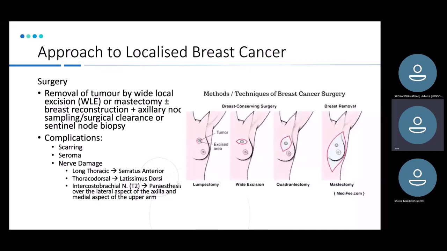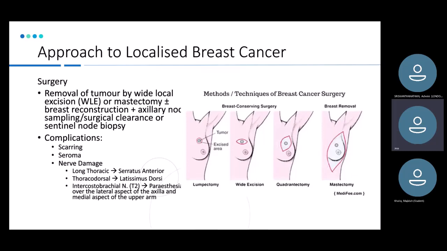In terms of how you manage breast cancer, it depends on things like size and patient preference. So if the tumor is small enough, you can remove it by wide local excision, maintaining the majority of the breast bulk. But if they're larger, you need to do a mastectomy. So that's removal of the whole breast. And then you usually do axillary node sampling or complete clearance, depending on pre-operative known lymph node status. Complications: scarring, seroma, and also nerve damage.